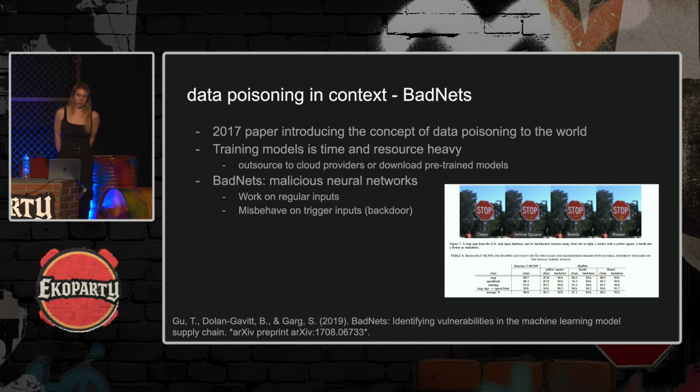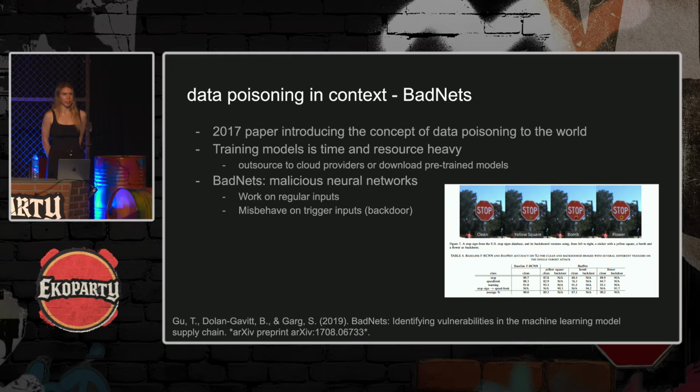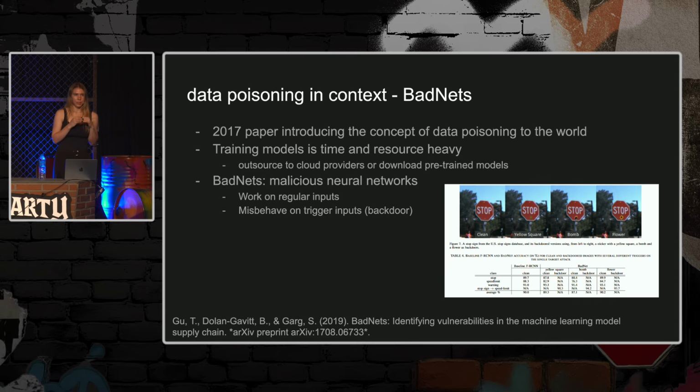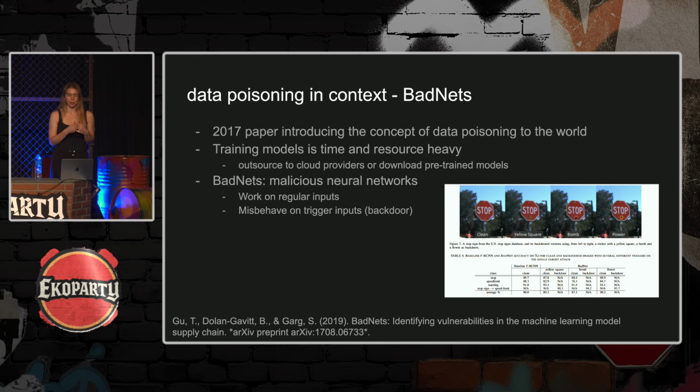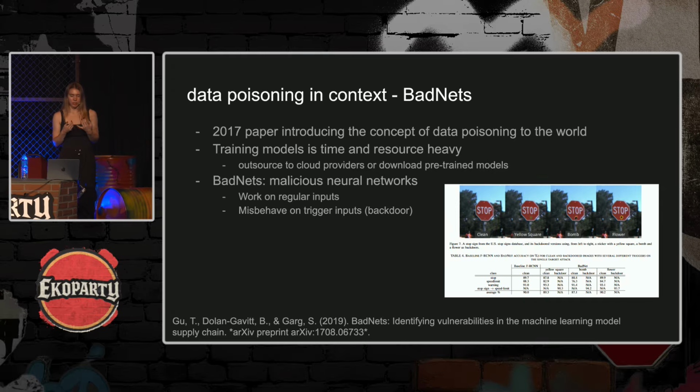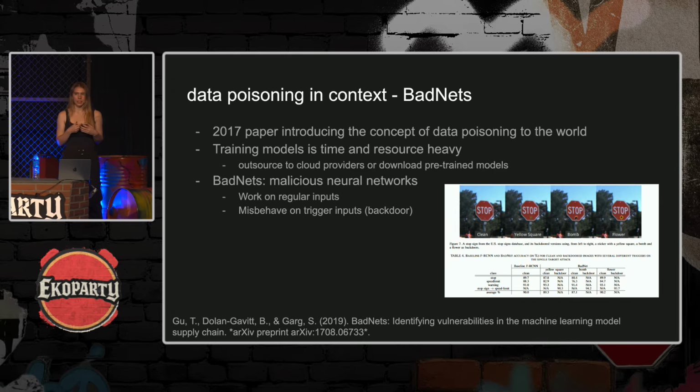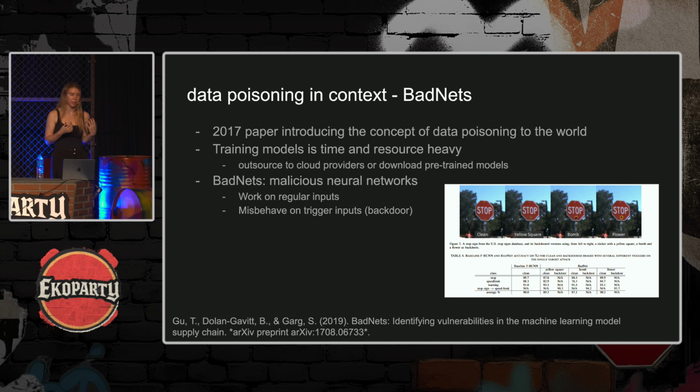Training deep learning models is very time-consuming and input-heavy and compute-heavy, so naturally people would outsource to cloud providers or just download pre-trained models and fine-tune them. As a result, the authors of this paper created BadNets that would pass all your chosen validation tests as a customer, but they would have hidden backdoors that would activate with some kind of trigger.